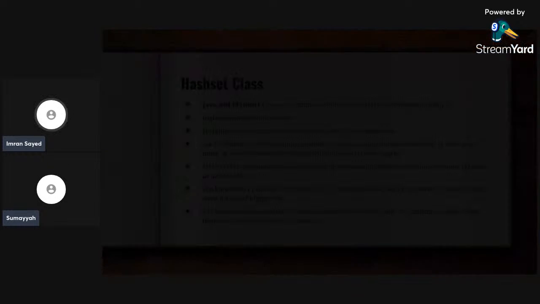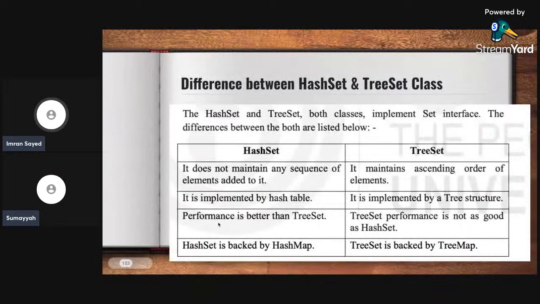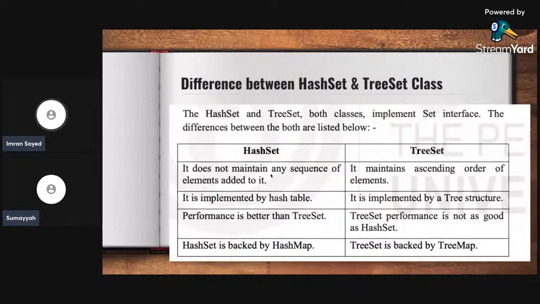Okay, so in the previous one, we learned about the performance here. It ensures execution time remains constant. That's why we're saying performance is better in HashSet compared to TreeSet. Then, it does not maintain any sequence of the elements added to it. And the last line says that elements are inserted irrespective of the order of insertion. So order doesn't matter. It depends on the hash code of the elements. That's what we're talking about. It does not maintain any sequence of the elements added to it, and TreeSet is just the reverse of that.